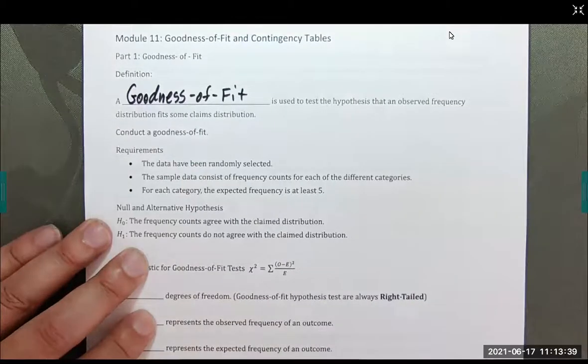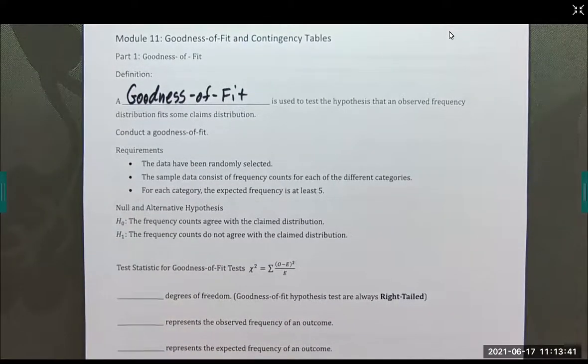A goodness of fit model is used to test the hypothesis that an observed frequency distribution fits some claimed distribution. And so we're going to go ahead and conduct that. The requirements are that the data has to be randomly selected. The sample data consists of frequency counts for each of the different categories. And for each category, the expected frequency is at least 5. If it's below 5, then it gets a little sketchy, and this particular test doesn't work so well.